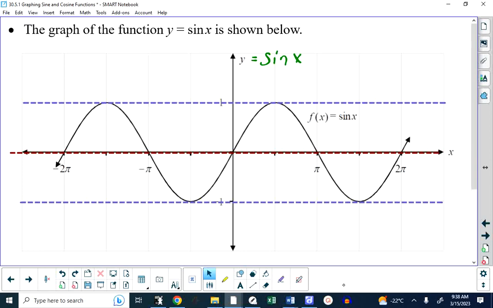The other thing I want you to note is that this point is at the origin, and we're going to be calling this the start point. The start point is where the graph is when x is 0, always. So the start point of sine of x is at 0, because when x is 0, y is 0. It starts at the origin. It starts, everybody, on that brown line, always.